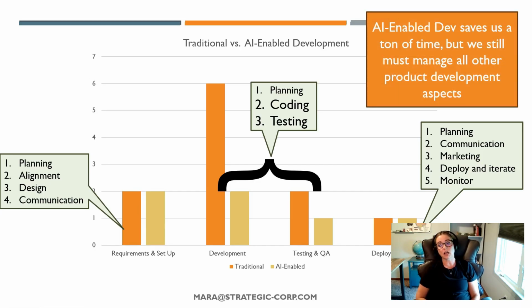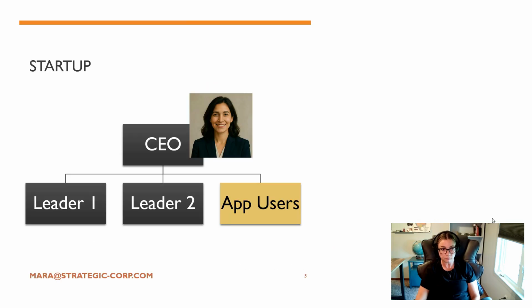AI-enabled dev saves us a ton of time, but we still have to manage all the other product development aspects. And that really starts with human beings and helping them to manage what we're doing. So let's talk a little bit about startup versus established businesses and how we can mitigate these risks up front so that we don't have frustrated coworkers or CEOs on the back end.